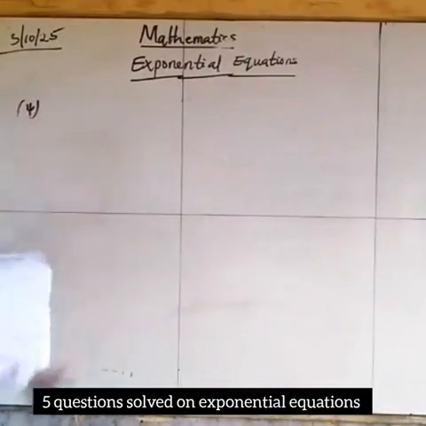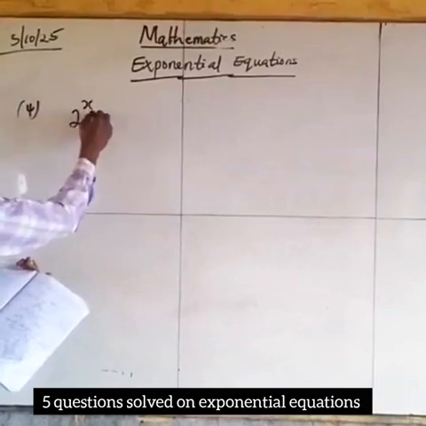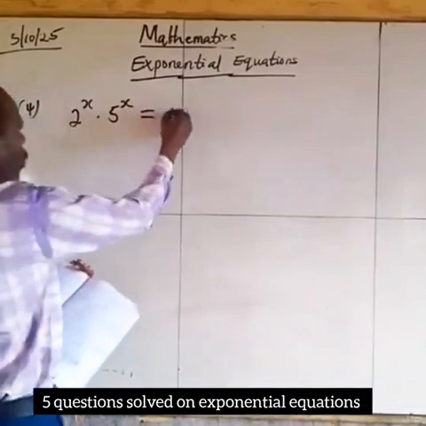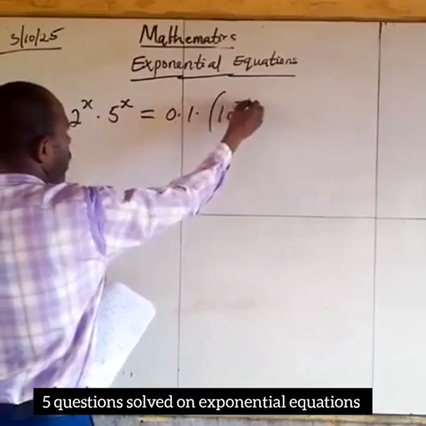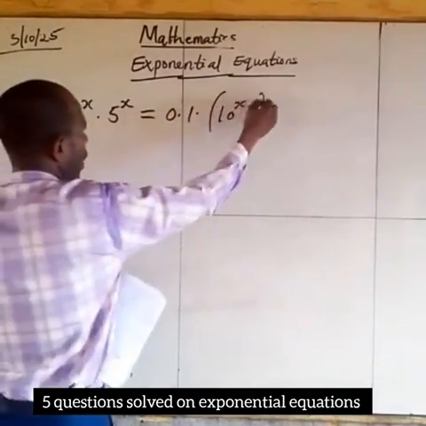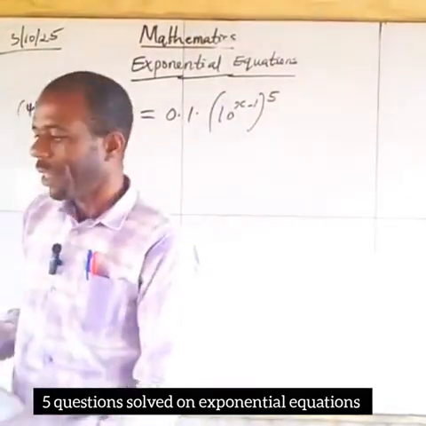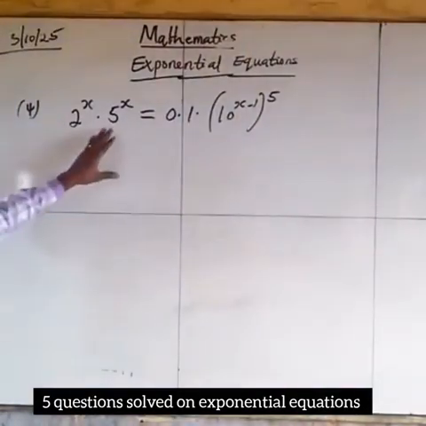Question number 4, we have 2 raised to the power x multiplying 5 raised to the power x equal to 0.1 multiplying 10 raised to the power x minus 1, then everything raised to the power 5. Okay, let us solve this now.